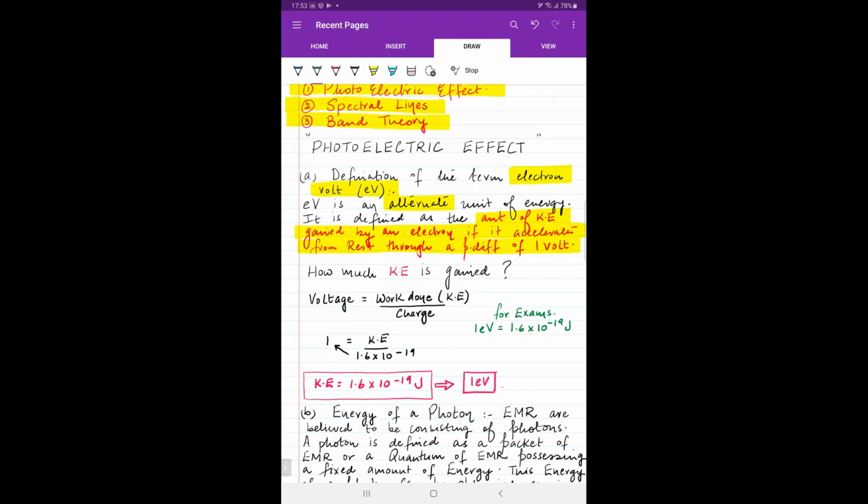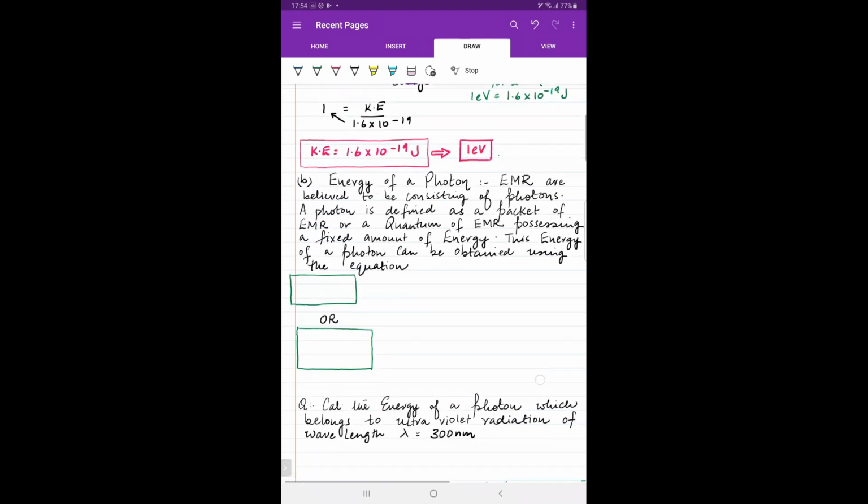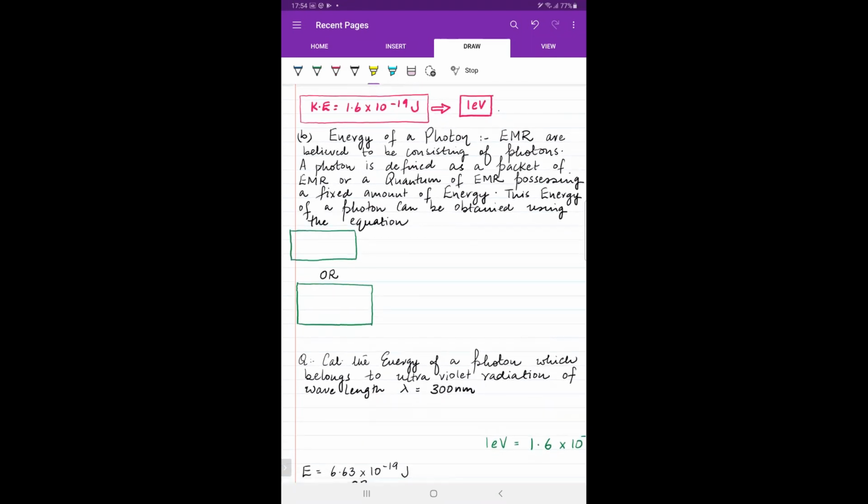Okay, now comes the second definition. Let me keep going through the prerequisite definitions first. The second definition basically refers to the energy of a photon. So electromagnetic radiations, EMR in short, are believed to consist of photons.